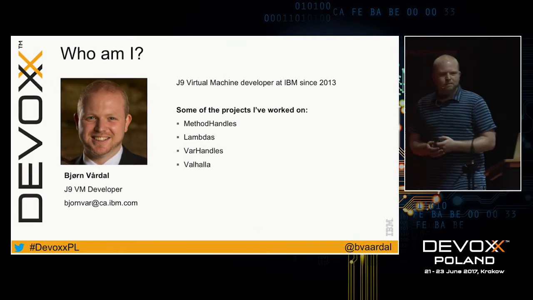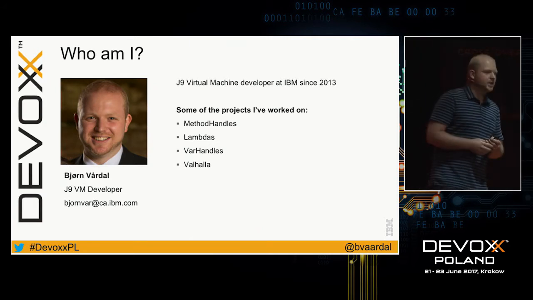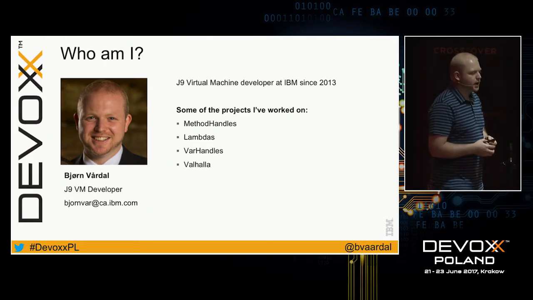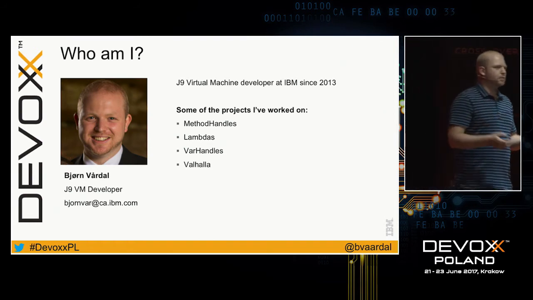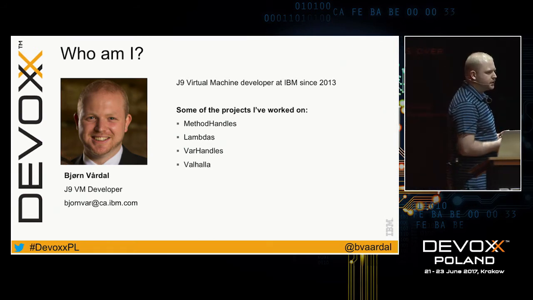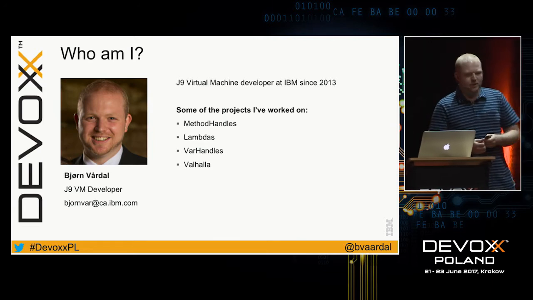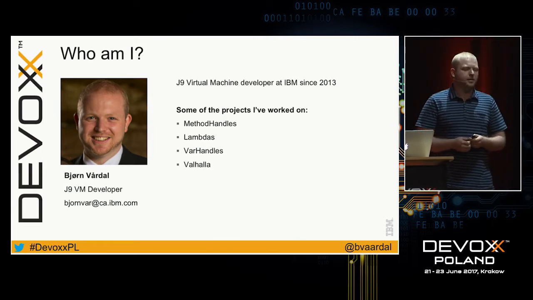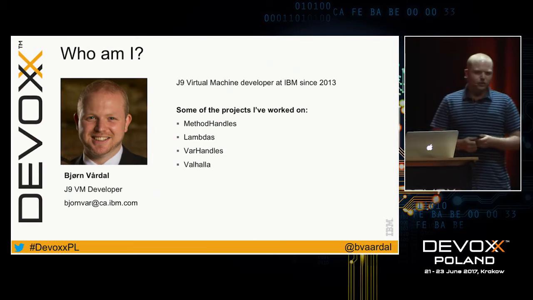Who am I? My name is Bjørn Vårdal. I work for IBM. I'm a J9 virtual machine developer. I've been there since 2013. Some of the more public projects I worked on are method handles and lambdas in Java 8. I implemented var handles in Java 9, and I'm actively involved in the Valhalla project for future Java releases.